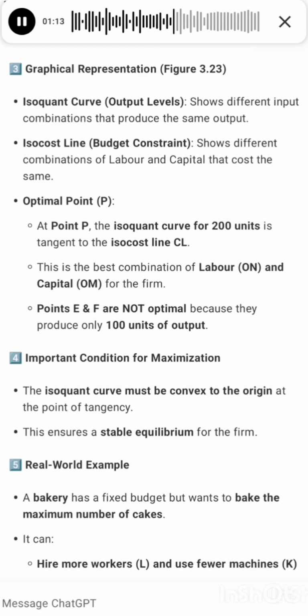Points E and F are not optimal because they produce only 100 units of output. Important condition for maximization.